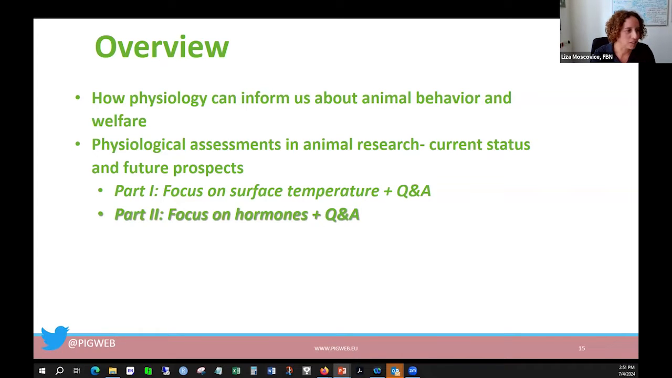So Helena just presented on surface temperature and the methods and theory behind that. And now I'm going to follow up and present background on measuring hormones non-invasively in saliva, and kind of use the same framework. There'll be some theory and then really best practice guidelines, or at least recommendations, for how to measure the hormones in saliva.